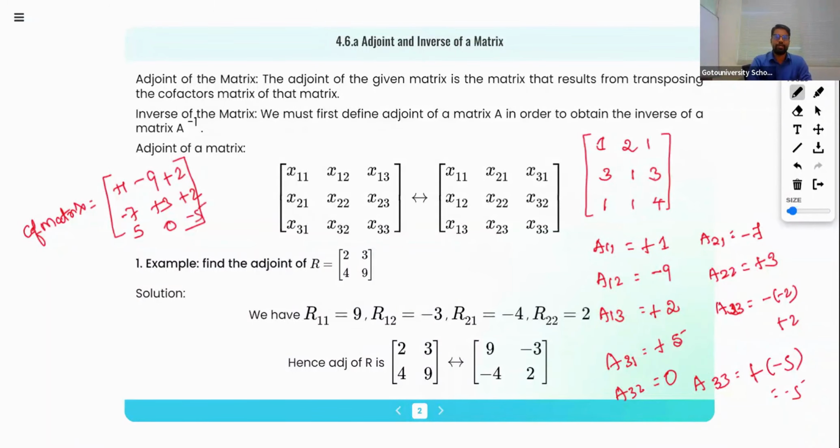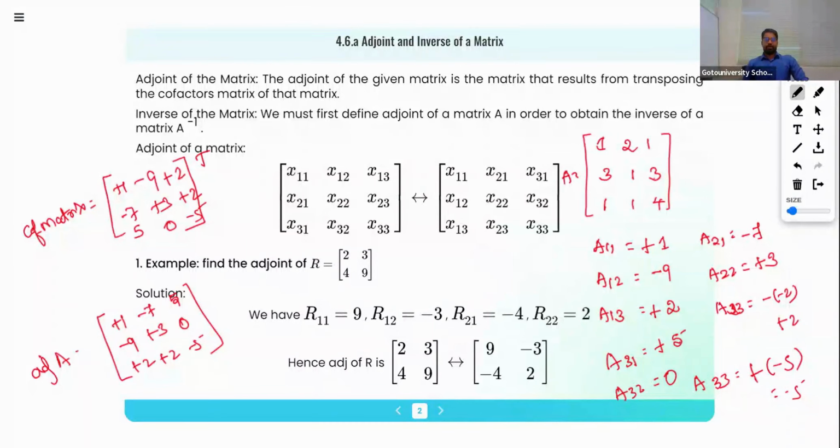This is not adjoint. Transpose of this is adjoint. What is the transpose of this? Plus 1, minus 9, plus 2, minus 7, plus 3, plus 2, 5, 0, minus 5. So this is our adjoint of the given matrix. If I call it A, this is adjoint of A.